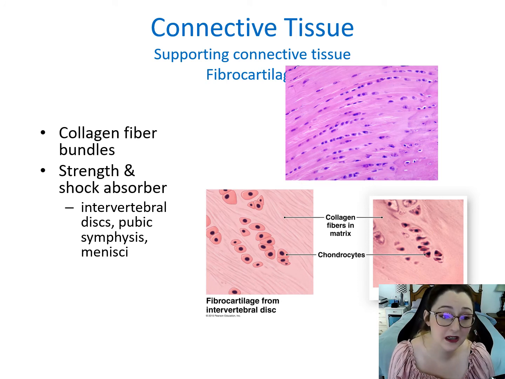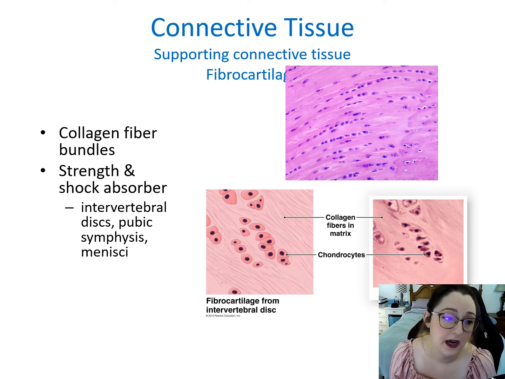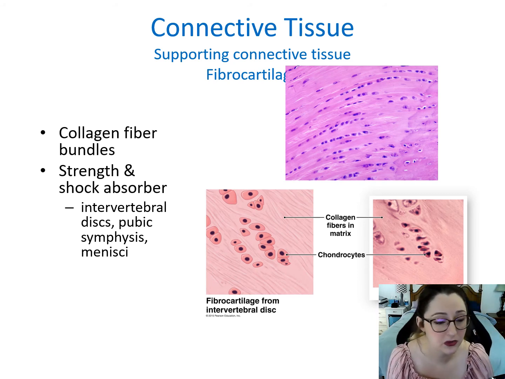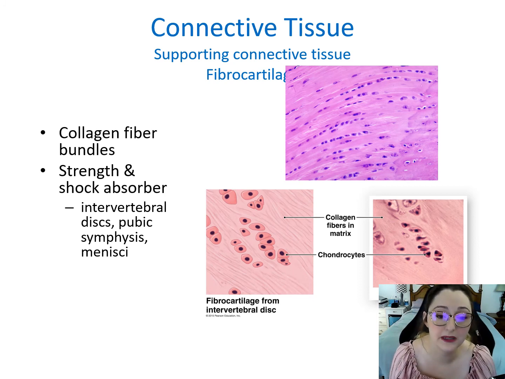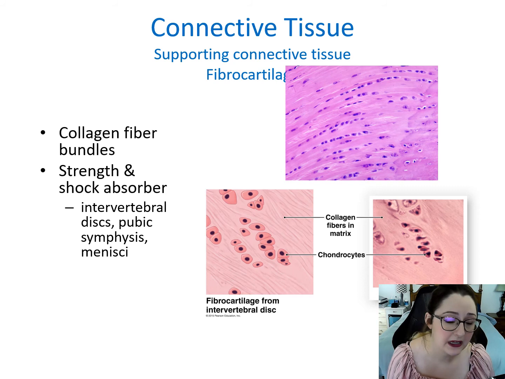Next up and last of our cartilage is fibrocartilage. These are going to be collagen fiber bundles. They are for strength and shock absorption. You'll find these in the intervertebral discs, so the little bits of soft cartilage tissue between your vertebrae. The pubic symphysis, which is going to be a structure that makes up the front part of your pelvis, and we'll talk about that later, as well as your menisci, which are going to be in your knees. So it makes sense that that is a shock absorber there.